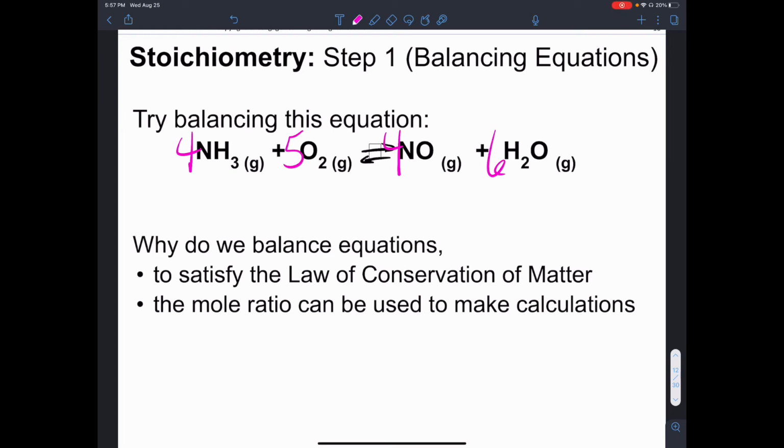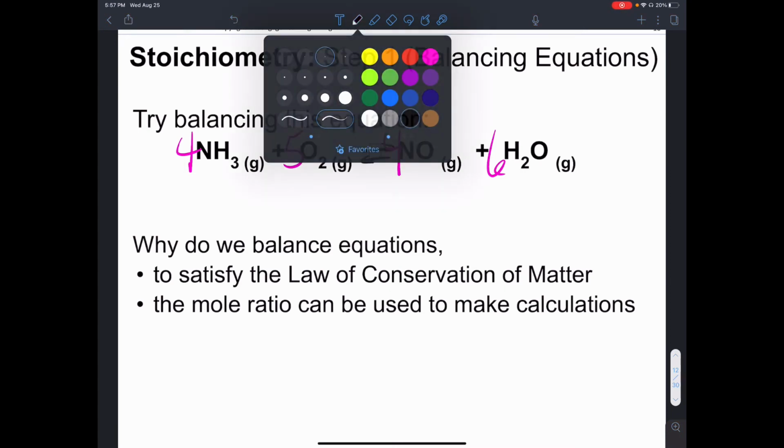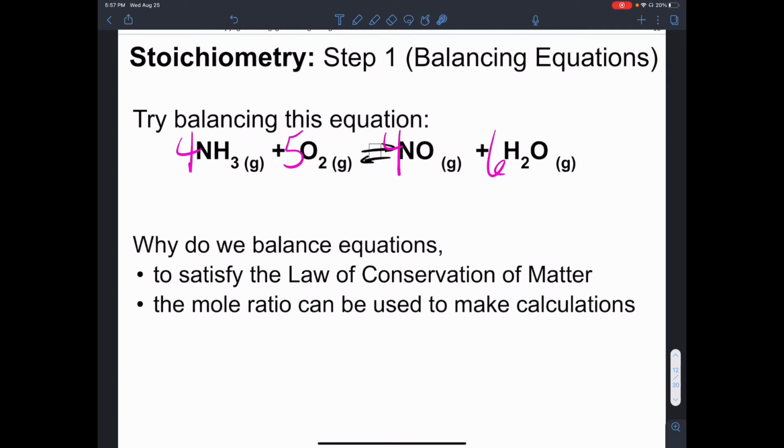So once you realize how to balance the equation, now let's talk about why. What can we do with a balanced equation? Well, first of all, we balance equations to satisfy the law of conservation of matter, to show that no matter has been gained or lost throughout the equation. This represents a real world scenario in which 4 moles of ammonia reacts with 5 moles of oxygen to form 4 moles of nitrogen monoxide and 6 moles of water.